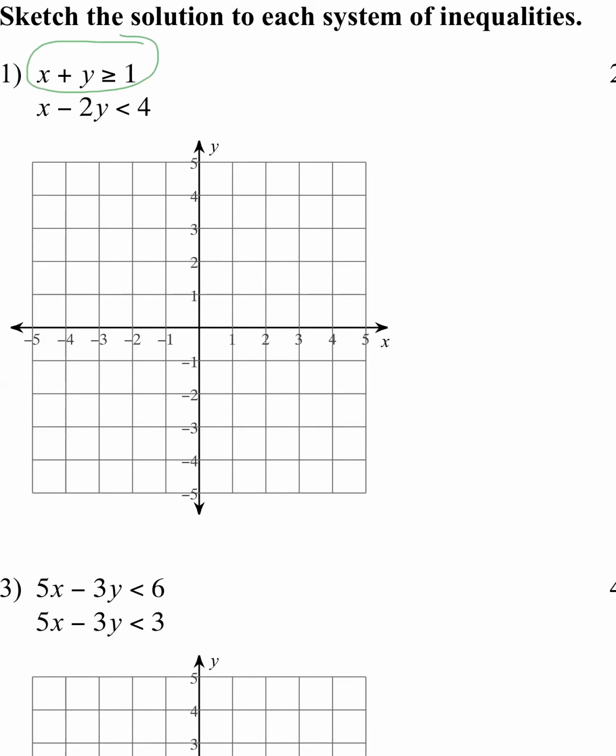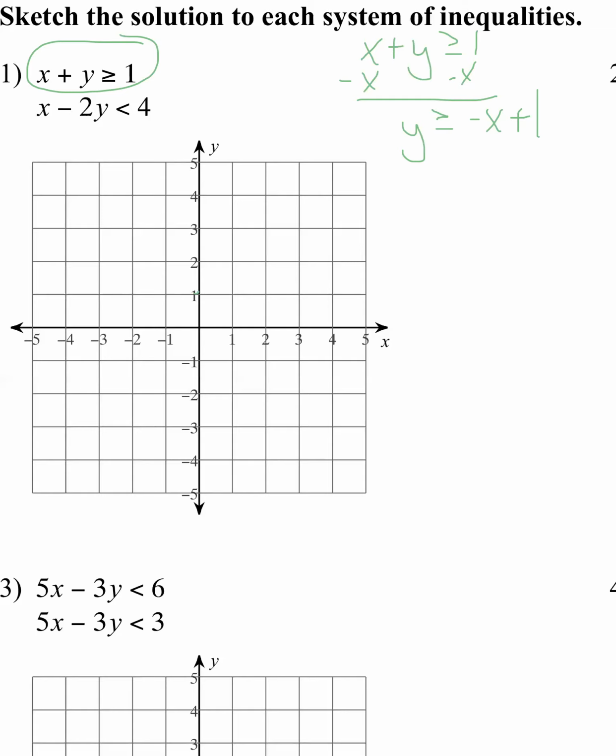I'm going to do that one in green, but before I can do it, I need to get it into a graphable form. So x plus y is greater than or equal to 1. So I'm going to go ahead and minus x from both sides because I need to get that y by itself. So y is greater than or equal to negative x plus 1. Always make sure you stick the x term in first. Okay, so there is my top graph rewritten, and we're ready to go.